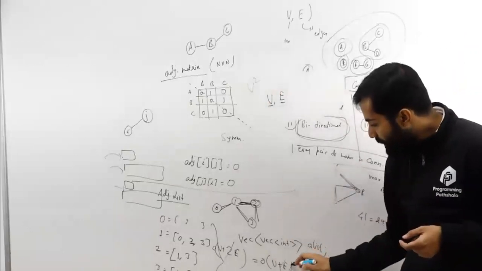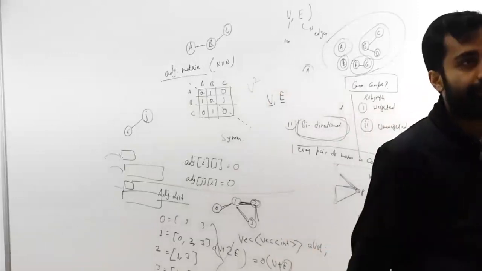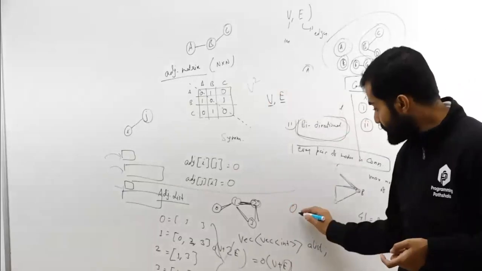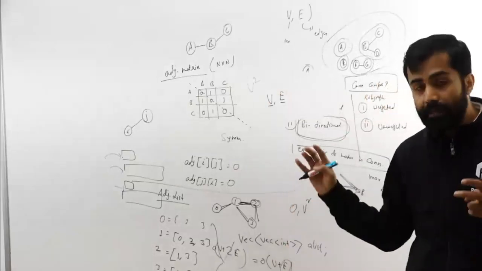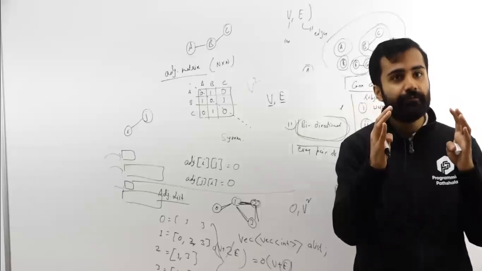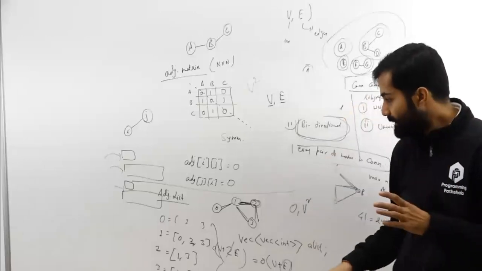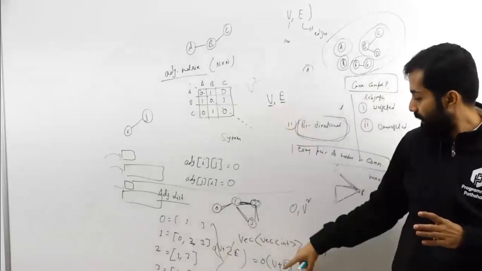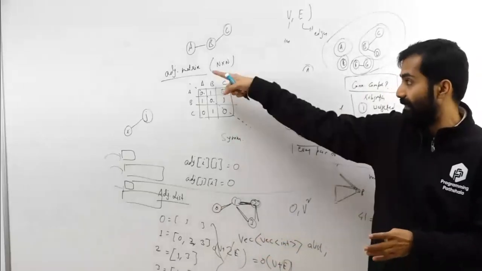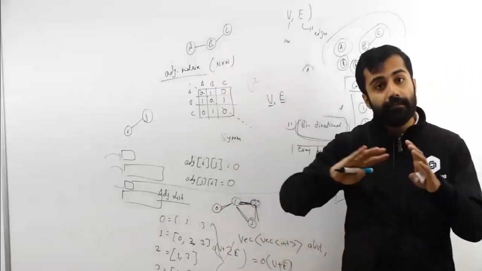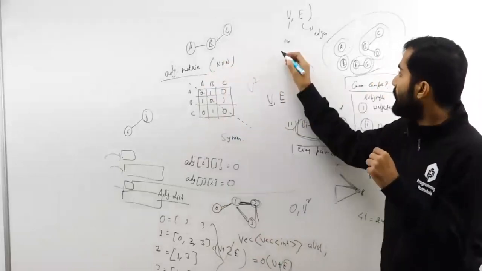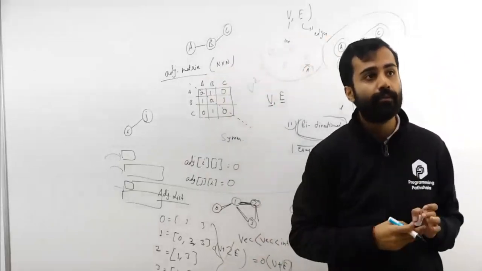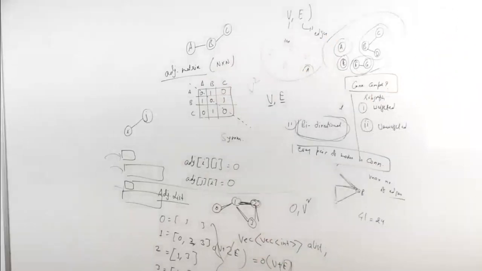Because what can be the minimum value of E? Tell me the minimum value of E. The minimum value of E is 0. The number of edges could be 0. And the maximum value is V squared. So only if you have a dense graph, meaning there are a lot of edges, then the space complexity of the adjacency list would be order V squared. Otherwise, it will definitely be smaller than that. But in the adjacency matrix, every time, even if you have a graph that has 0 edges, you will have order V squared space requirement. Does it make sense to everyone? Yes or no?